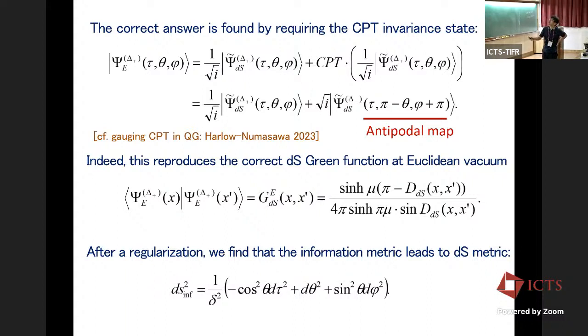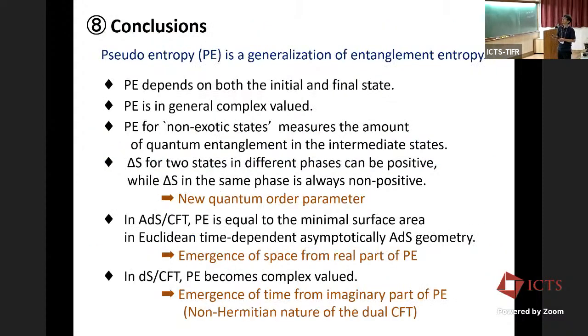Then we take this two-point function with this new basis. This is the old one, this is the new one. Then we can nicely reproduce the de Sitter Green function at the Euclidean vacuum, which is known already from before. By using that, of course, we can also reproduce the information metric of de Sitter space. Okay, so basically, that's what I wanted to say.